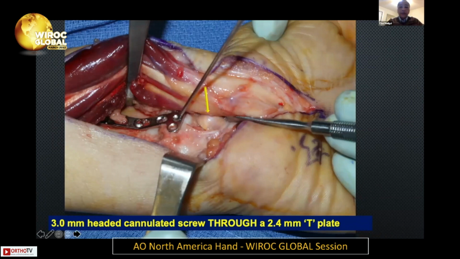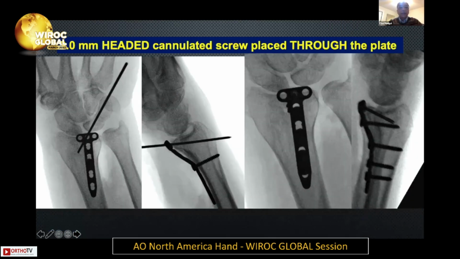I chose to use a T plate, and the surgical trick to remember here is that if you use a 2.4 millimeter T plate, then a 3.0 millimeter cannulated headed screw actually fits through this plate. So I chose to put the guide wire through the plate, buttressed it before, and then fixed it. As you can see, I grabbed the fragment, the guide wire is coming out the dorsal side, and I put my cannulated screw over it to add an additional layer of security because this was an older fracture.